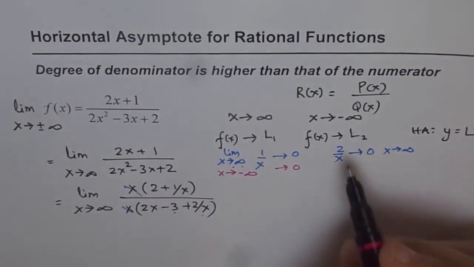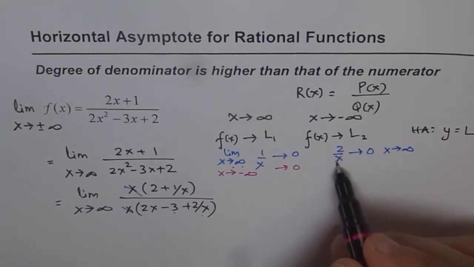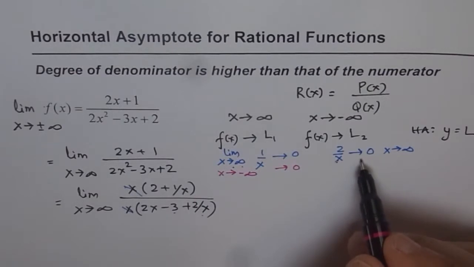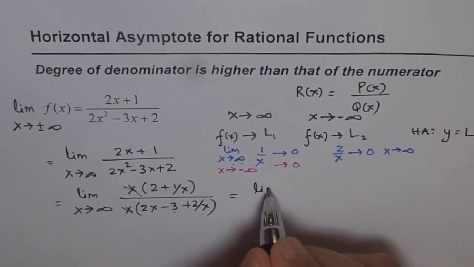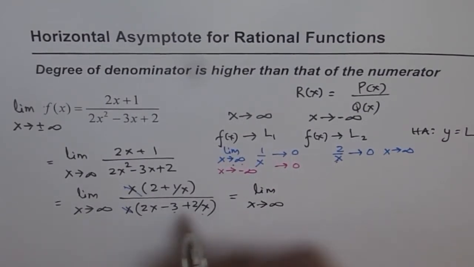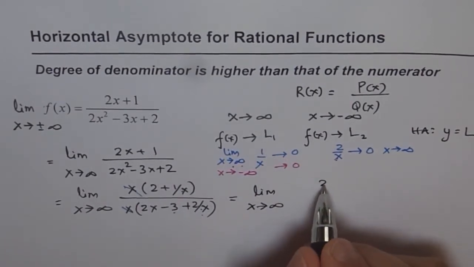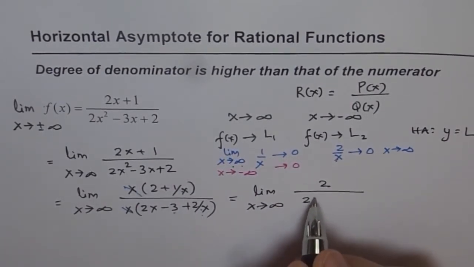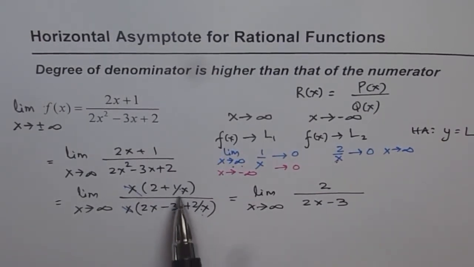So what we're trying to say is, if the denominator is very, very large, and you divide by a very, very large number, you're bound to approach a very small number, which is approaching 0. That is what we're trying to say. So we can write this as the limit as x approaches infinity, and these terms will be 0 for us, right? So we get 2 over 2x minus 3.